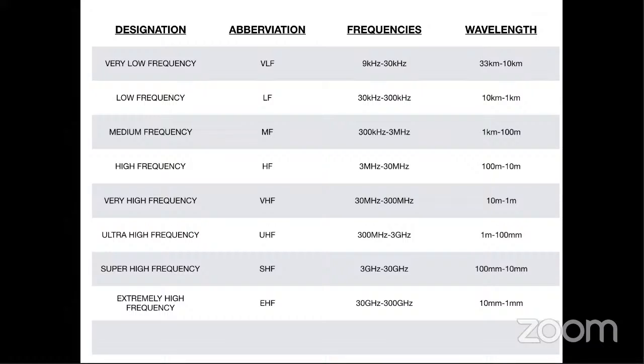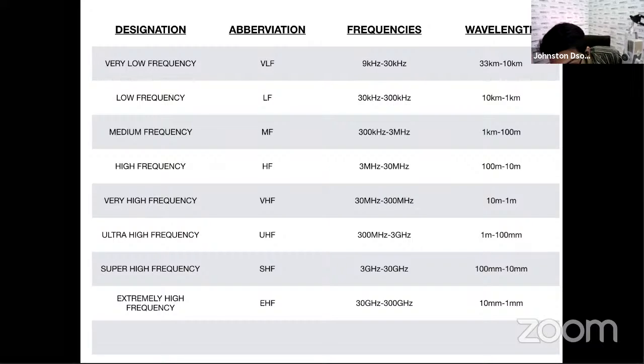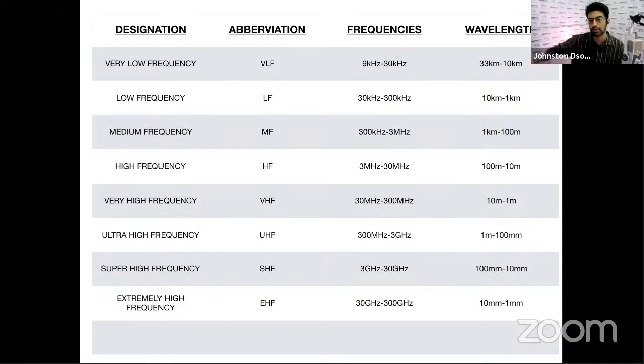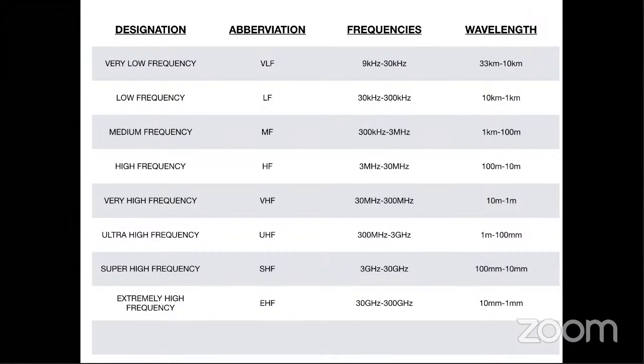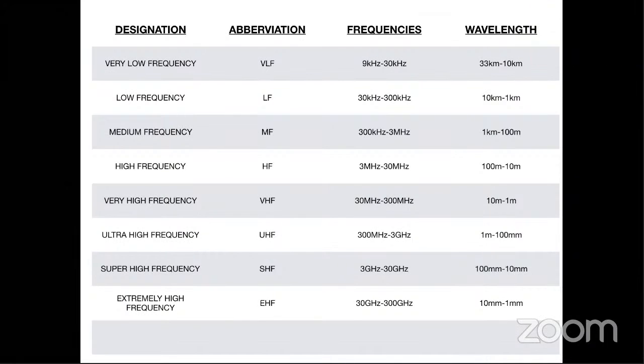Sir, I just read the table, and why is the wavelength decreasing? I don't know. Because the frequency is getting higher, right? As the frequency gets higher, the wavelength goes down. It's the same as in audio. Higher frequencies have smaller wavelengths. Lower frequencies have larger wavelengths. So that's how it works. The higher the frequency, the shorter the wavelength. Any other doubts? No, sir.